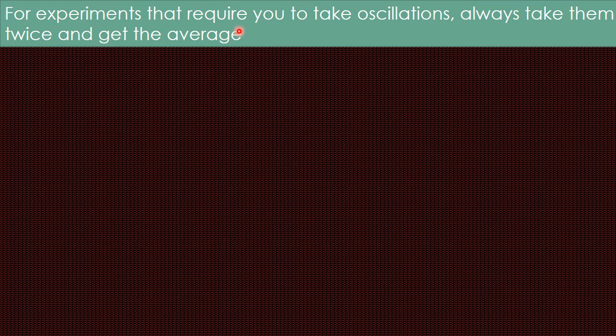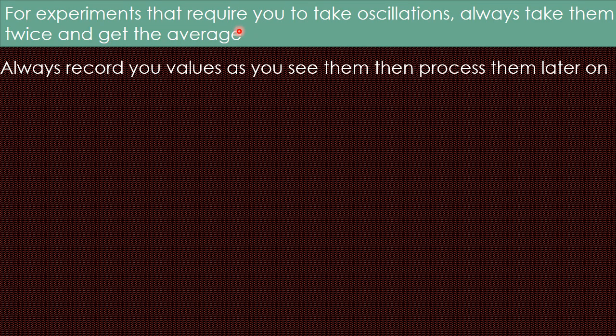Then, friends, always record your values as you see them on the instrument, then process them later on. It's super important. For instance, if you are to record your time in minutes, let's assume that you're doing an experiment that has to do with heat, that tries to measure the rate at which heat flows along a conductor. Initially it takes a very short time for the heat to travel through a distance, but as time goes on, it starts to consume more time.